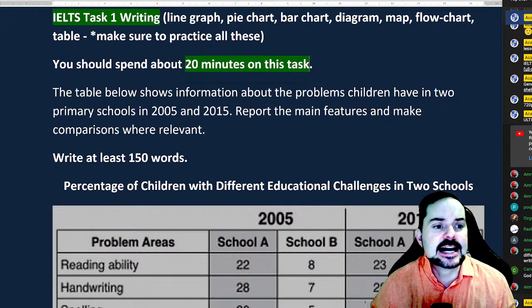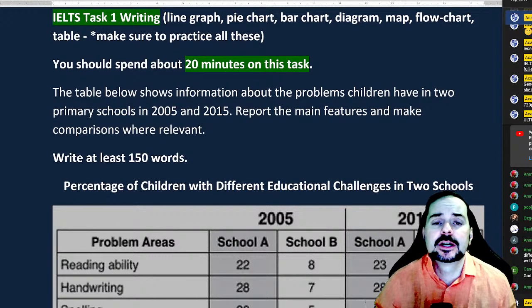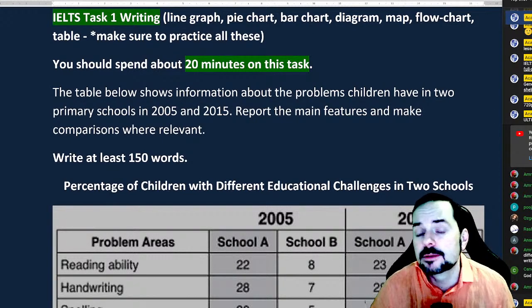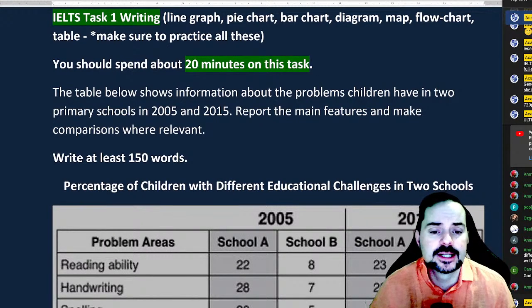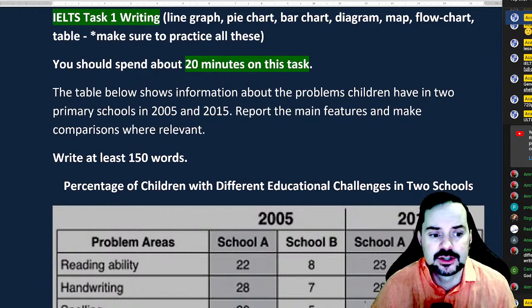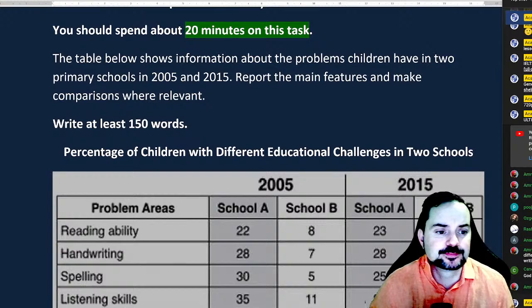Okay? All right. And you should spend 20 minutes on this task. Not more than 20 minutes, students, because task 2 is 40 minutes and it's worth 2 times your mark as task 1. So spend 40 minutes on task 2, spend 20 minutes on task 1. Okay. All right.